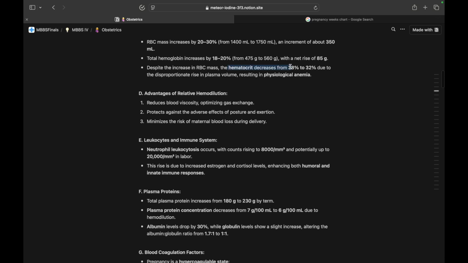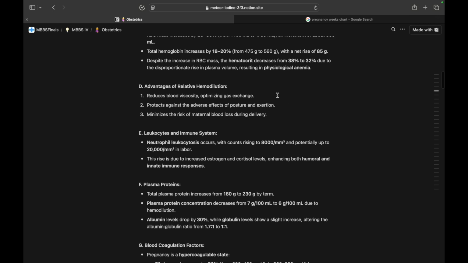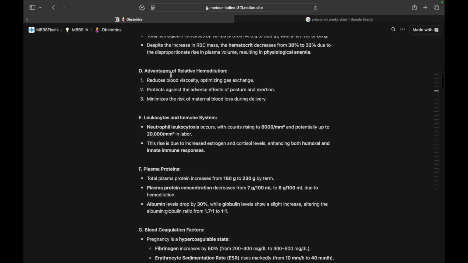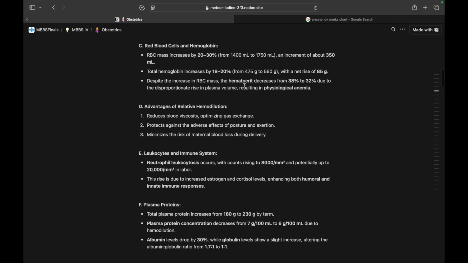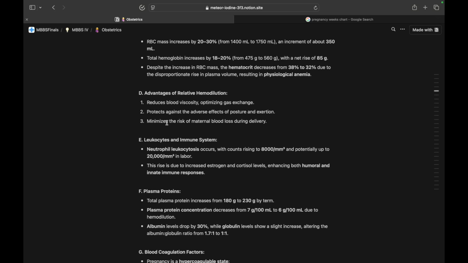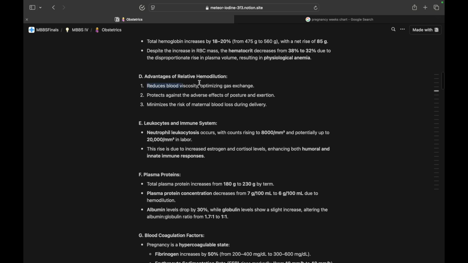So the hematocrit decreased from 38 to 32%: 38 in the normal state, 32 in the pregnant state. Advantage of relative hemodilution. We are talking about hemodilution, which everybody talks about. It reduces blood viscosity, optimizing gas exchange, protects against adverse effects of posture and exertion, and minimizes the risk of maternal blood loss during pregnancy. So overall you have a lot of volume with which you can accommodate a lot more blood loss during the delivery.